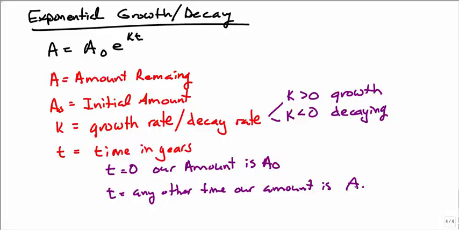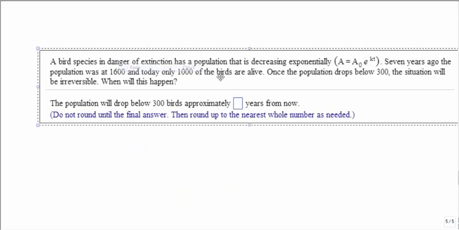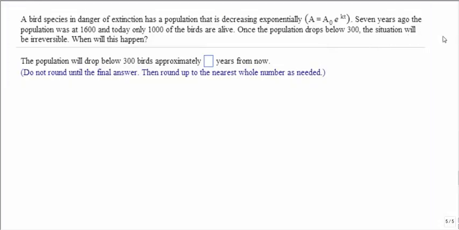So working with these problems, it's going to be important that you be able to solve for the different variables. So knowing whether that value of K is positive or negative will help you determine growth or decay. So let's run through one quick problem where we're looking at exponential growth and decay.